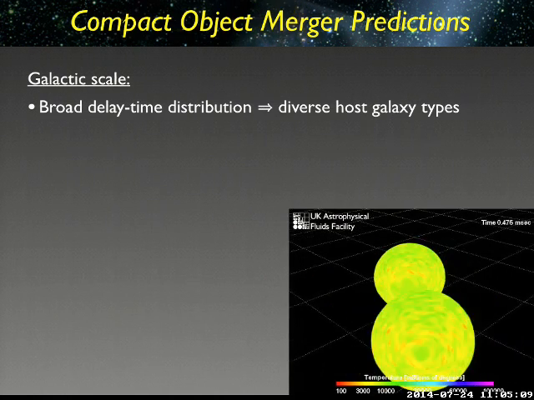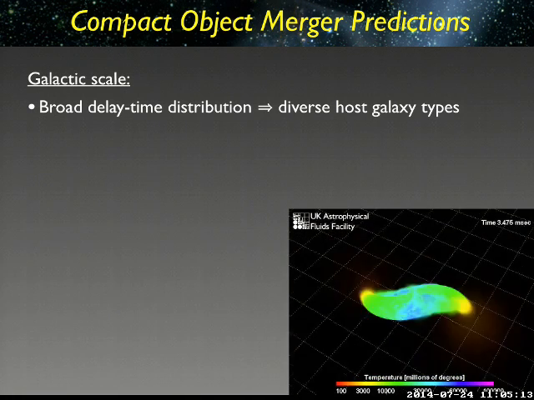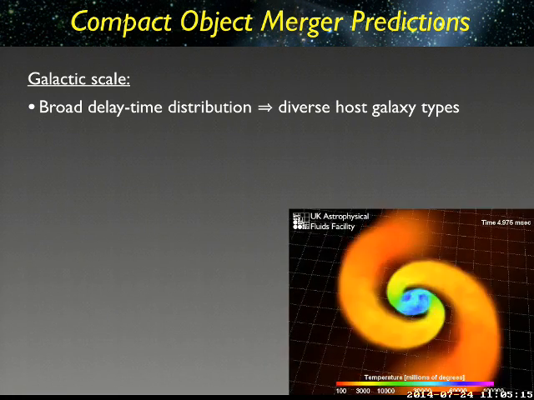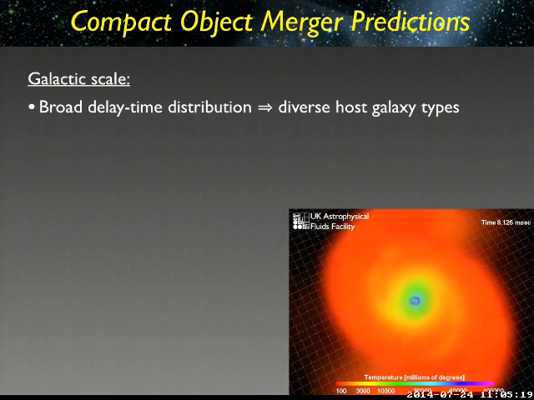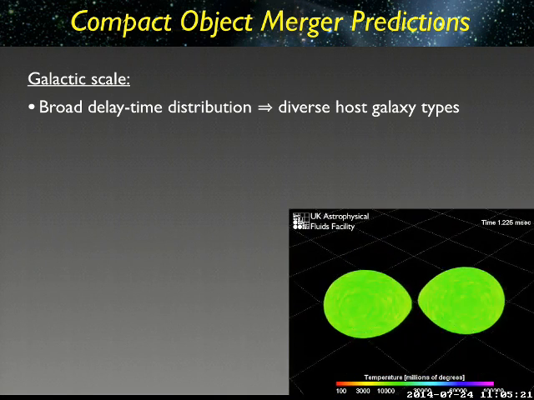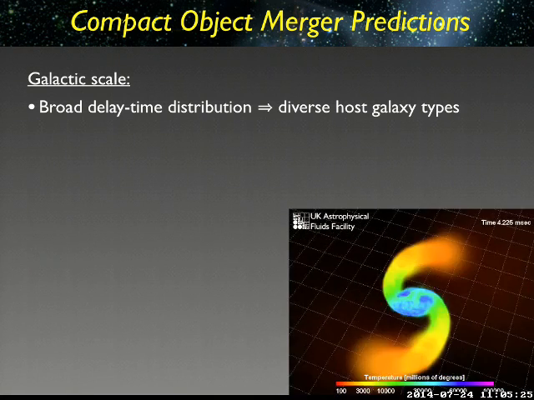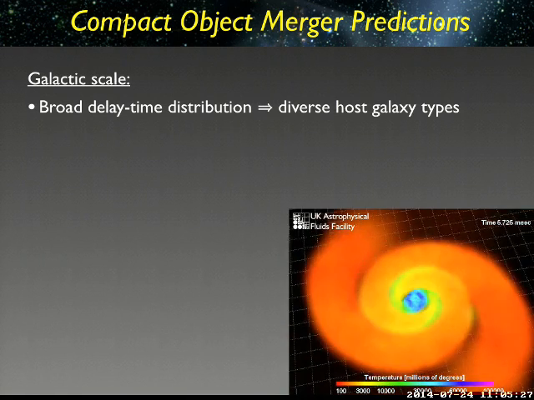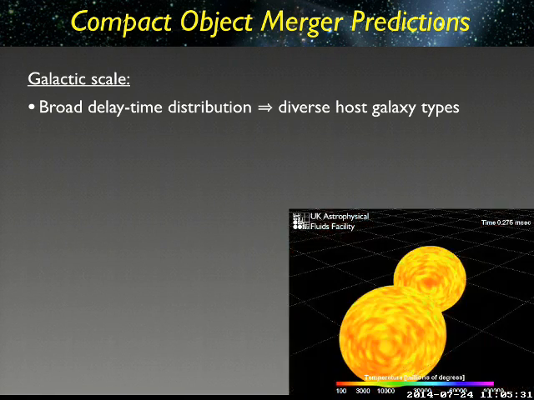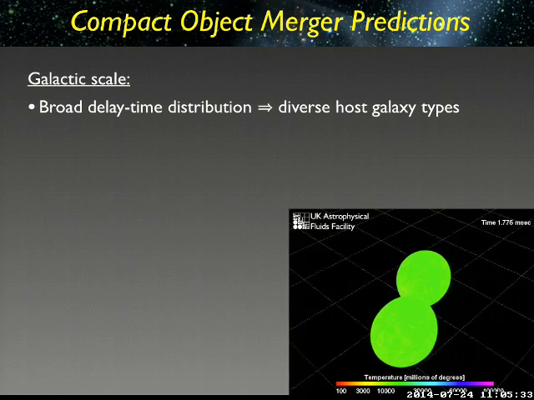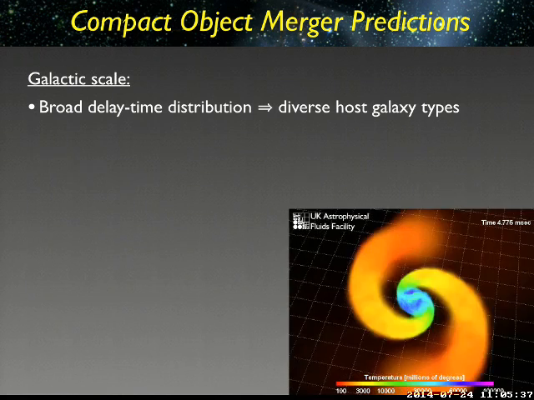Now, what are the expectations for the compact object merger model for these same 3 scales? So on a galactic scale, we expect a broad distribution of delay times, which would lead to diverse types of host galaxies. So if the delay times are long, or at least some of them are long, then we would expect to find some short GRBs in elliptical galaxies. If they're generally short, we would expect to find more of them in star-forming galaxies. But overall, we expect a mix.